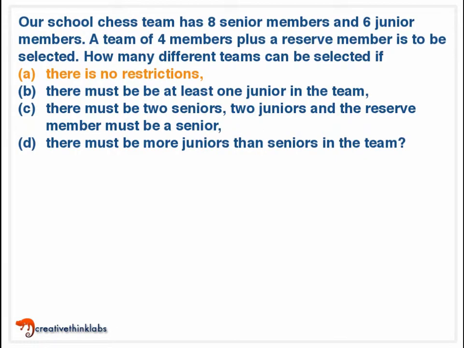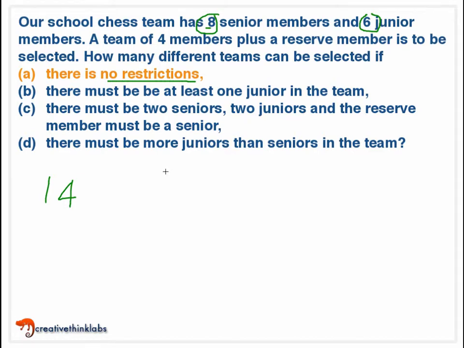Our school chess team has 8 senior members and 6 junior members. A team of 4 members plus a reserve member is to be selected. How many different teams can be selected if A, there are no restrictions? So here we have 8, and then we have another 6 junior members, so that gives us a total of 14. In part A, no restrictions means that out of these 14 people, I just need to choose 5 to be on the team.